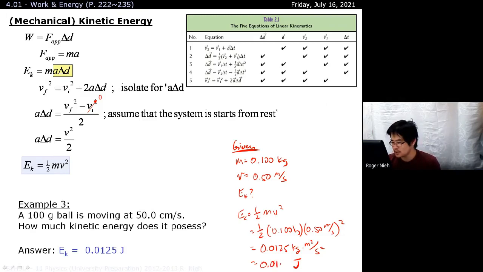0.01, I guess 2 would be the correct answer. No, is it 3 sig figs in this problem? 3 sig figs, 0.0125. Okay, that's how it came to be.